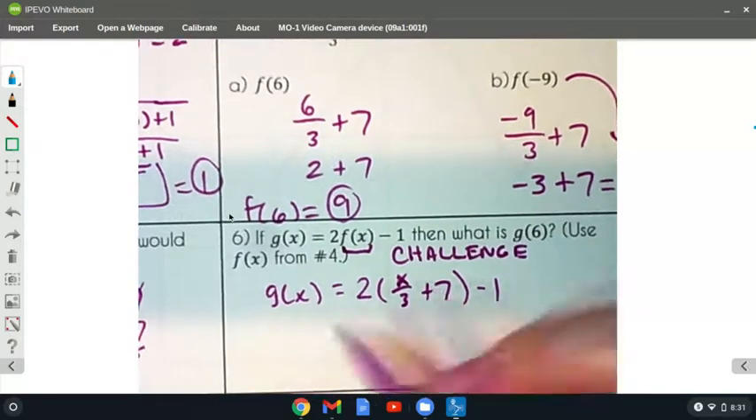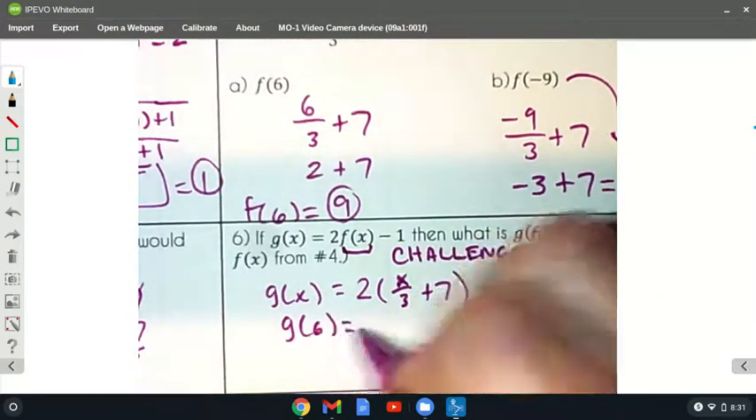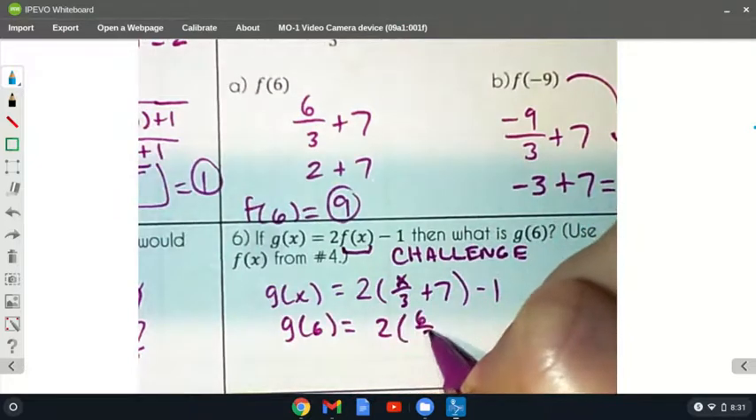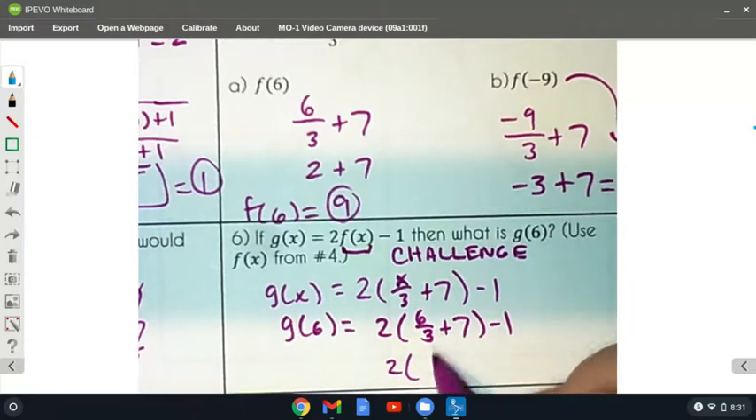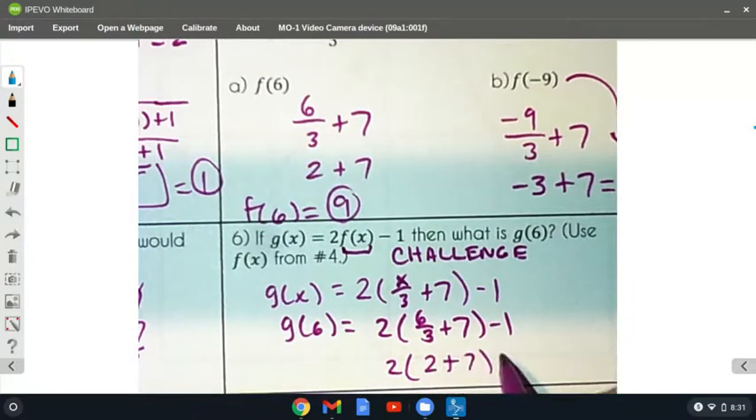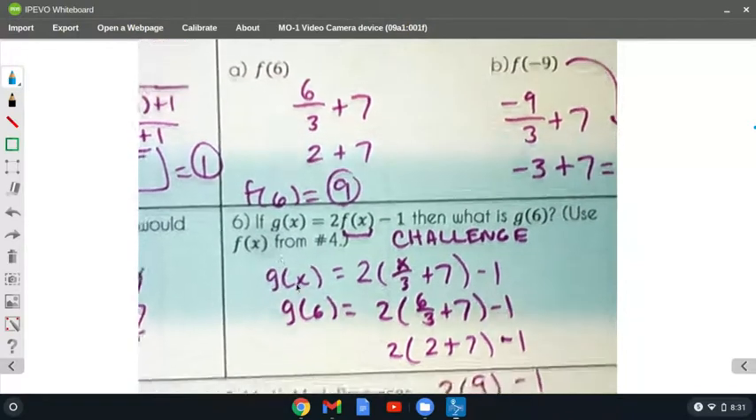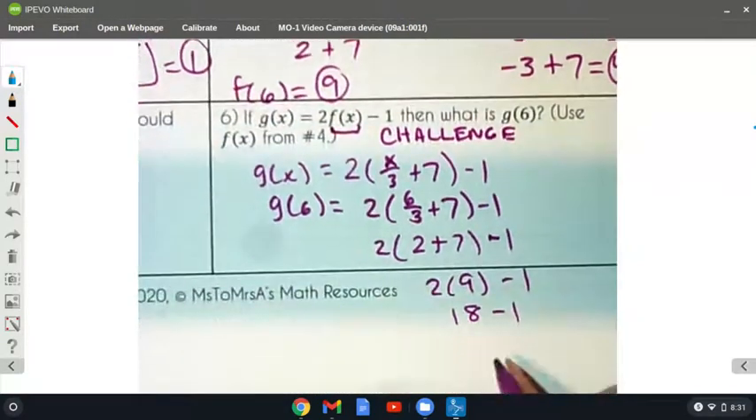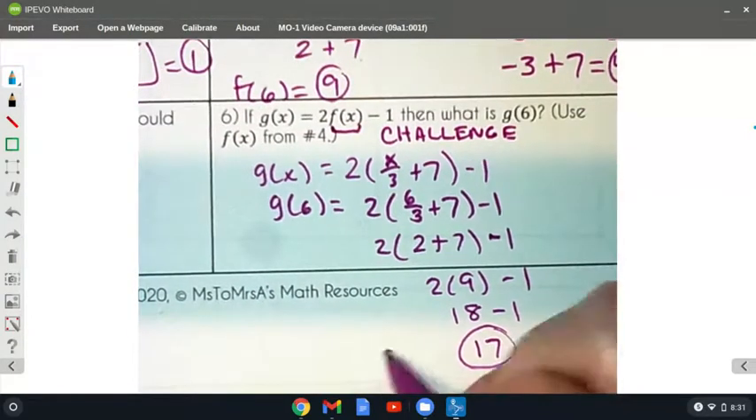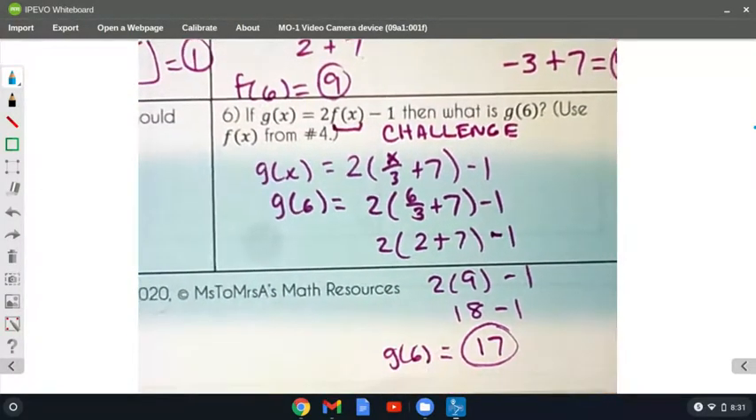What would g of 6 be? So now to find g of 6, I'm going to plug in a 6 where the x is. 6 over 3 gives me 2. 2 plus 7 gives me 9. And then 9 times 2 is going to give me 18, and then I have to take away 1. So my g of 6 would equal 17.